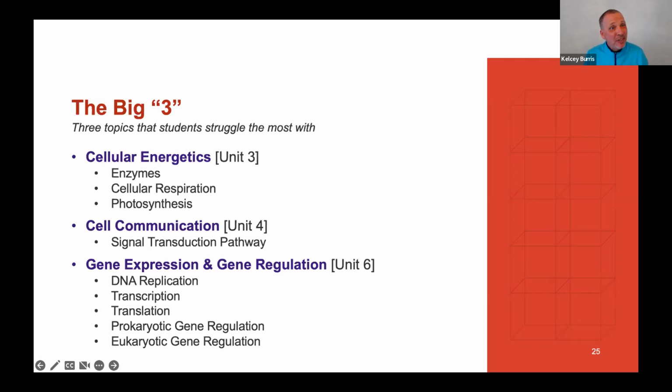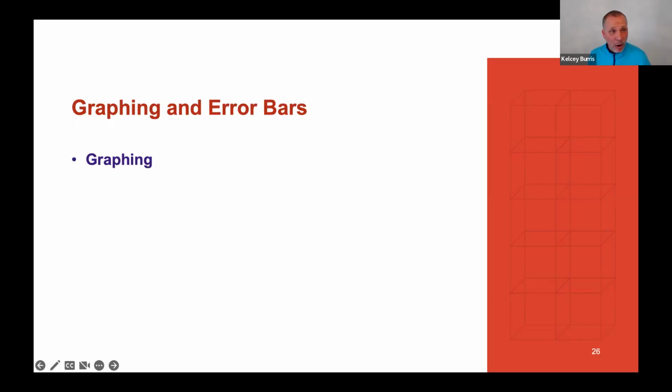Now, as far as some skills, okay, so graphing and error bars. With graphing, I need to bring your attention to a couple of things.